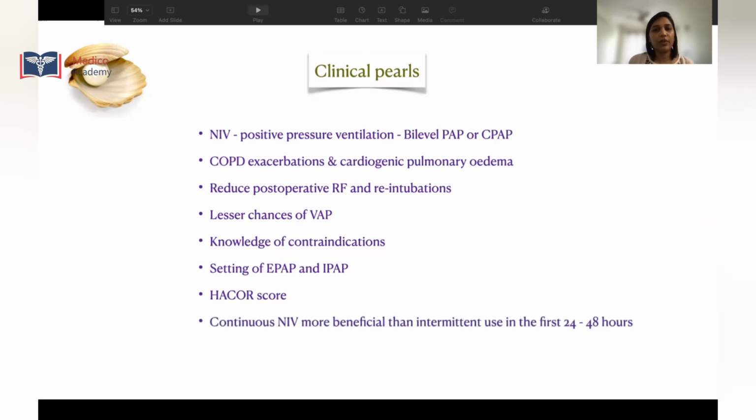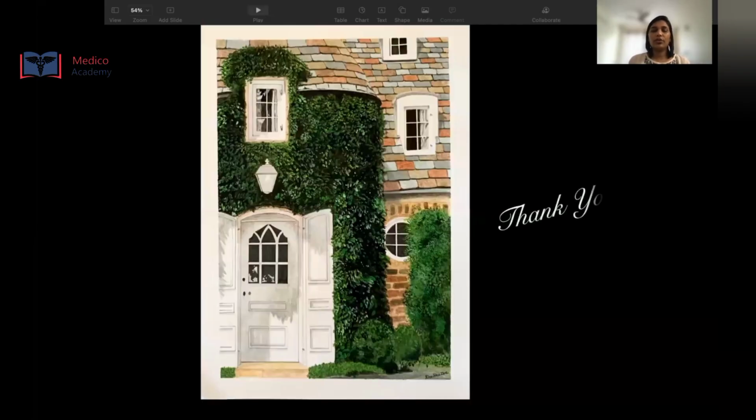Continuous NIV is found to be more beneficial than intermittent use, especially in the first 24 to 48 hours. After that, you can use it intermittently with NIV and high flow nasal oxygen and NRBM mask. So whenever you wean the patient from NIV, you can wean to a high flow nasal oxygen device or a non-rebreathing mask. So that is about the basics of non-invasive ventilation. Thank you for your patient listening.